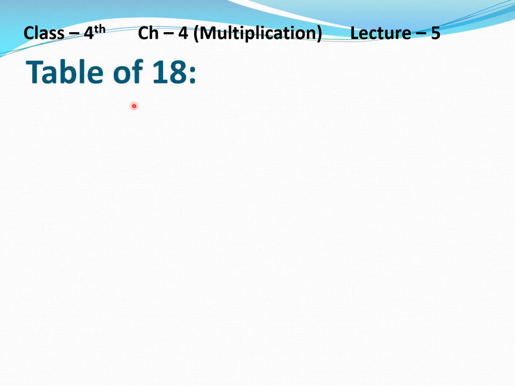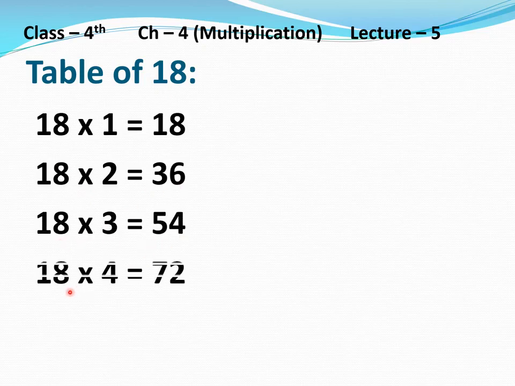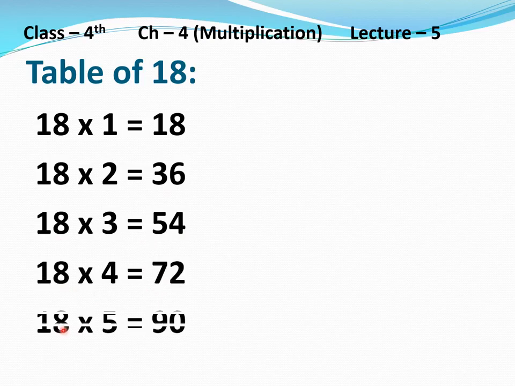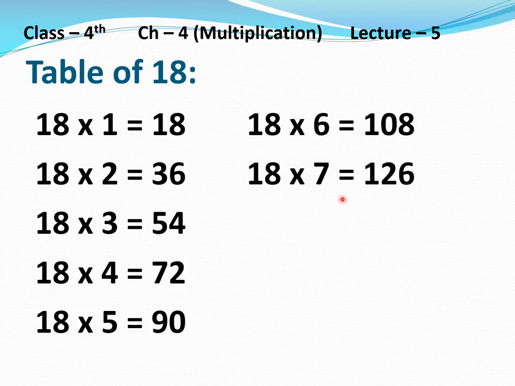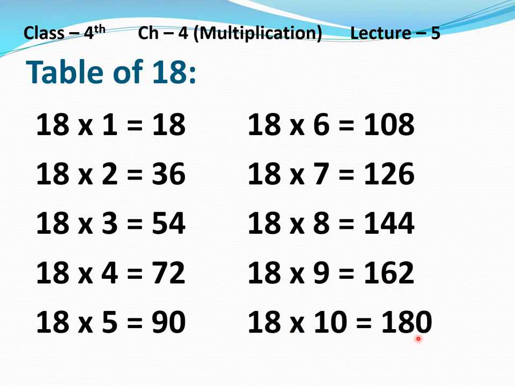Now table of 18. Speak with me. 18 ones are 18, 18 twos are 36, 18 threes are 54, 18 fours are 72, 18 fives are 90, 18 sixes are 108, 18 sevens are 126, 18 eights are 144, 18 nines are 162, 18 tens are 180.